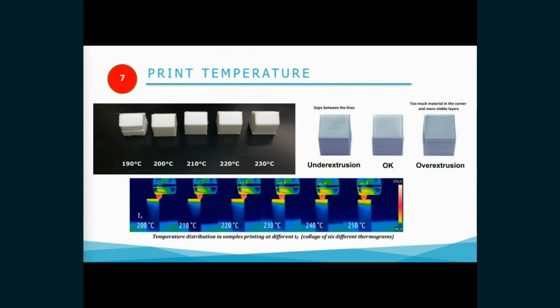Overextrusion can occur when your printer extrudes too much material. It leads to dimensional inaccuracy, layer drooping, stringing, oozing, and even clogs in your nozzle.